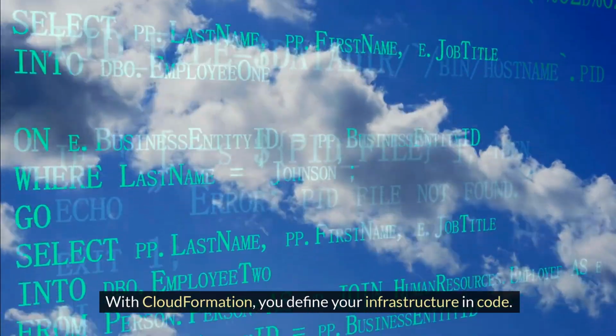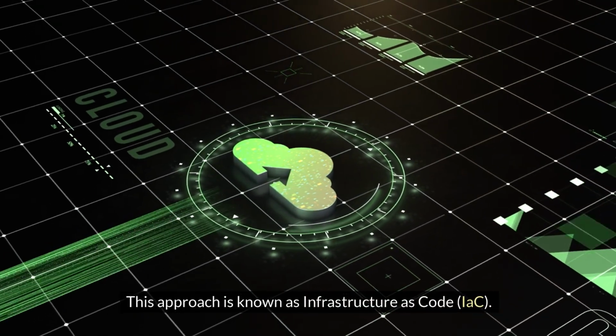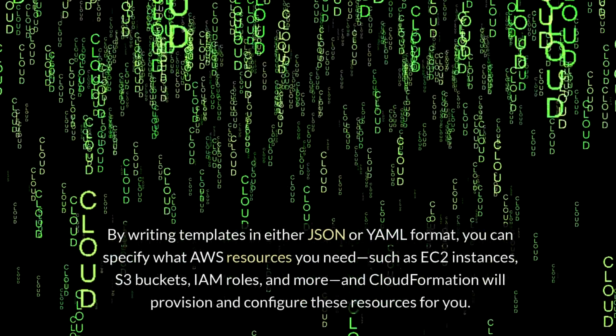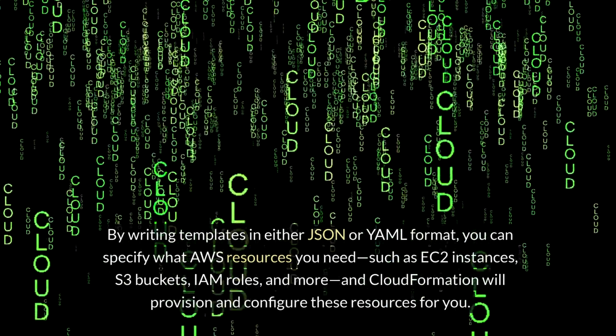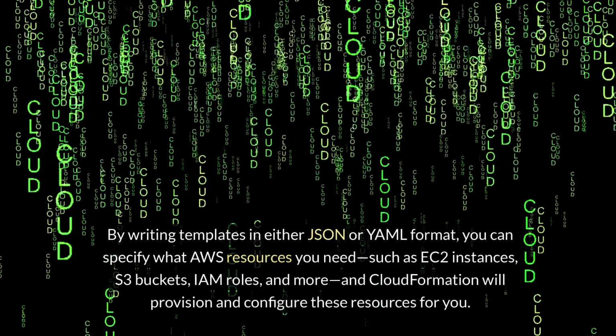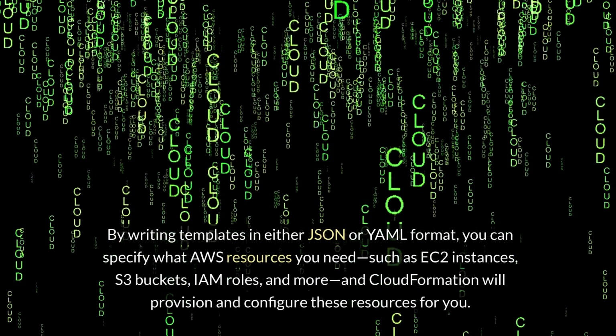With CloudFormation, you define your infrastructure in code. This approach is known as Infrastructure as Code, IaC. By writing templates in either JSON or YAML format, you can specify what AWS resources you need, such as EC2 instances, S3 buckets, IAM roles, and more, and CloudFormation will provision and configure these resources for you.